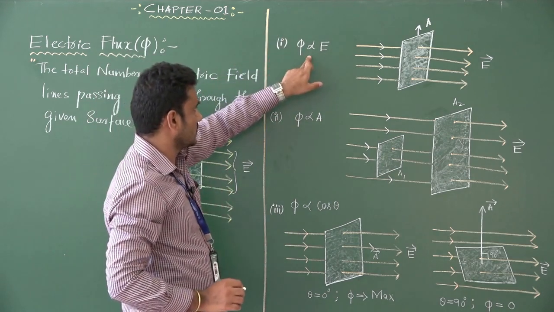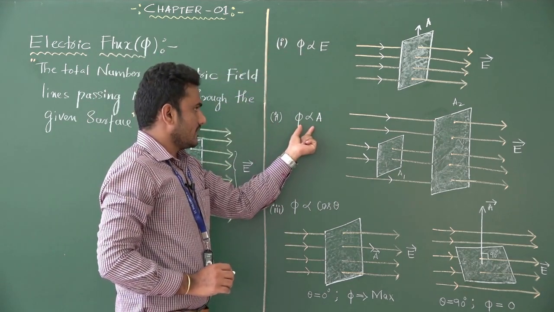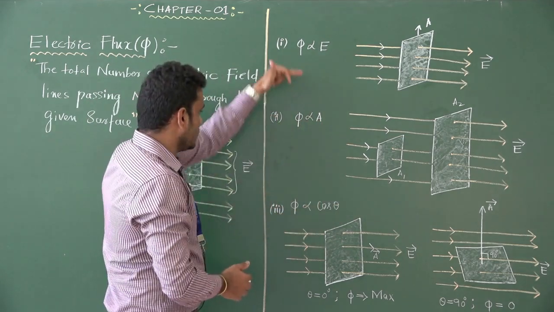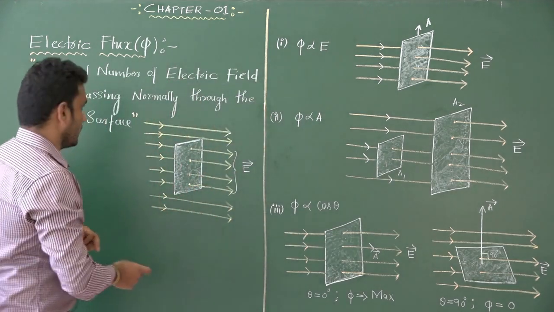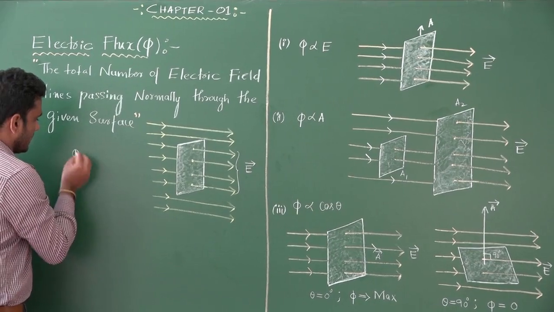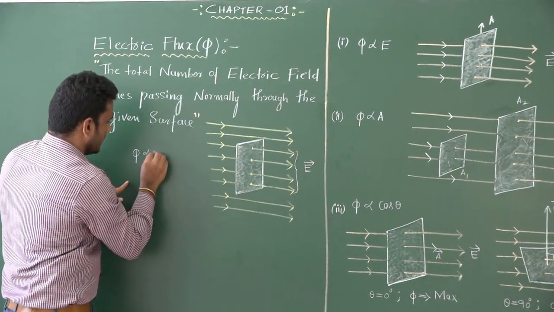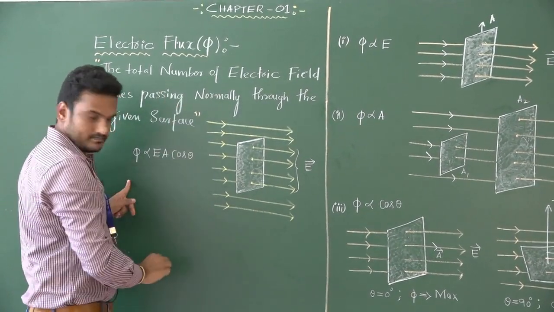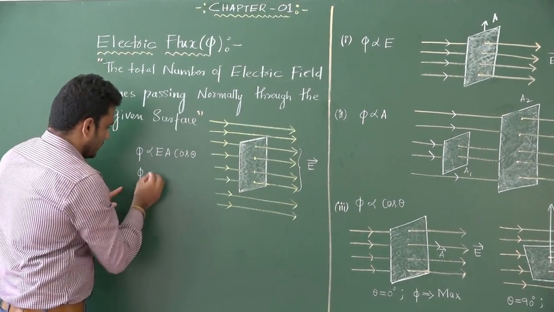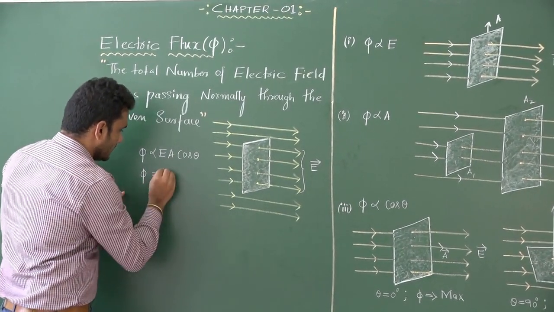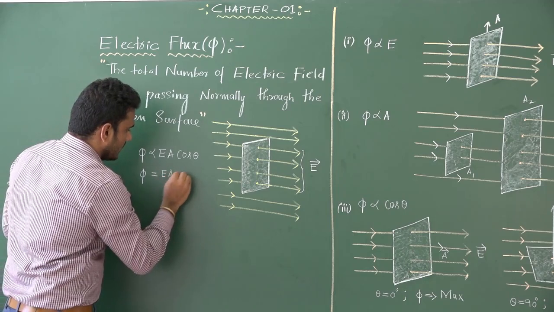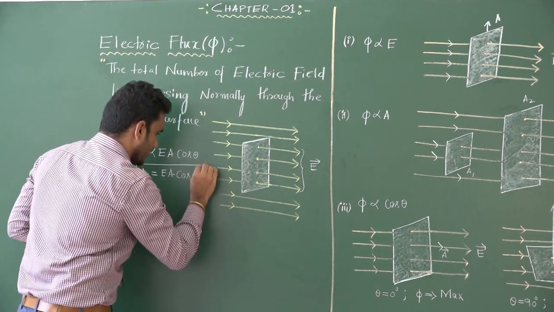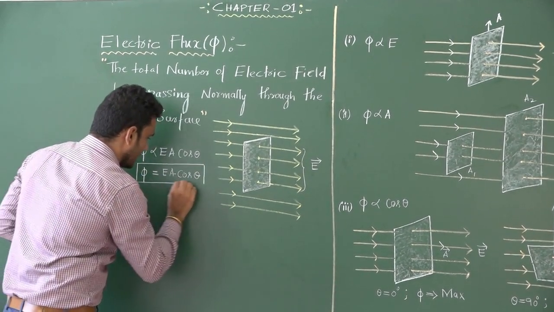Electric flux is directly proportional to electric field. Electric flux is directly proportional to area. Electric flux is directly proportional to cos theta. So by using these 3 steps, I can make one equation, that is phi directly proportional to E A cos theta. And we can cancel this proportionality by using a constant. If that constant is 1, then the equation becomes phi equals E A cos theta. So this is the general equation to calculate electric flux.